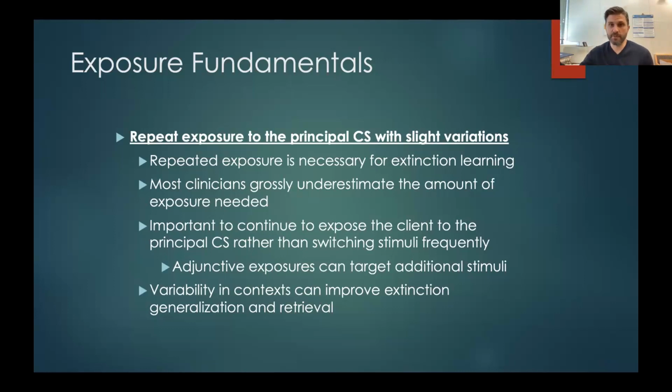So as much exposure as possible is the answer to how much, but routinely, I try and do 3 to 5 times a week of people doing exposures. It depends on the difficulty and the logistics behind an exposure, but as much as possible. It's also really important to continue to expose the client to the principal CS, the thing that's the most predictive. You can have slight variations in the context, which is really helpful if you're doing exposure to conversations, so maybe different types of conversations with different people, that's where you're getting the variation.